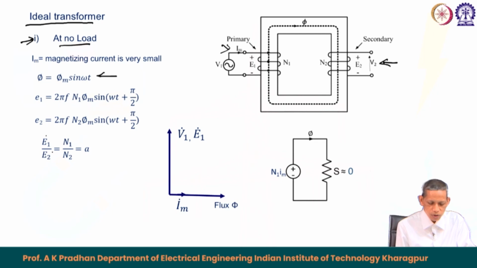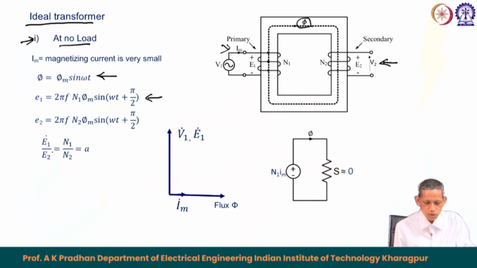Let the corresponding flux in the core be a sinusoidal flux phi m sin omega t, and we know that d phi by dt provides the corresponding induced EMF in the primary and the secondary with the flux established through the core. So, d phi by dt.